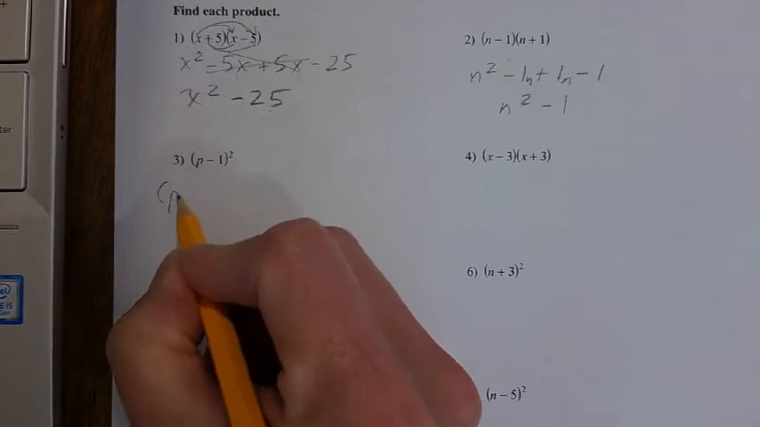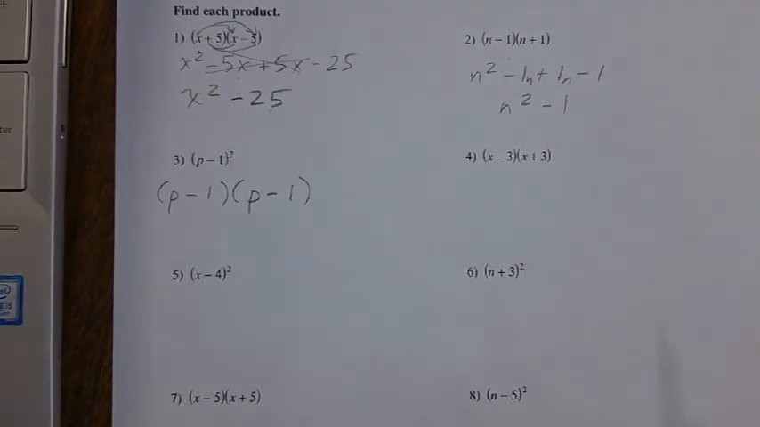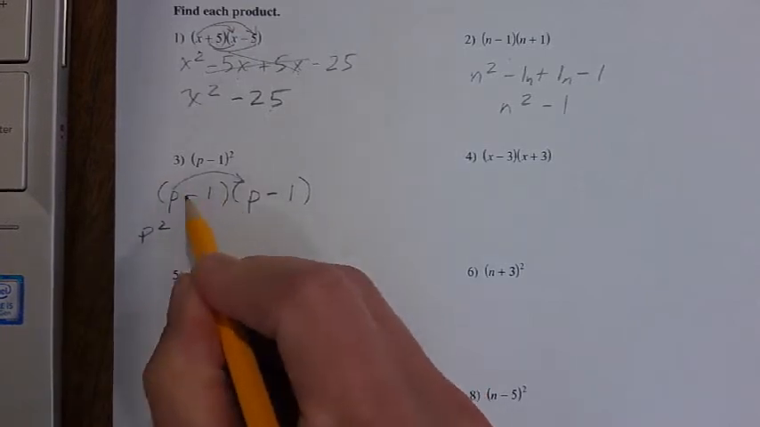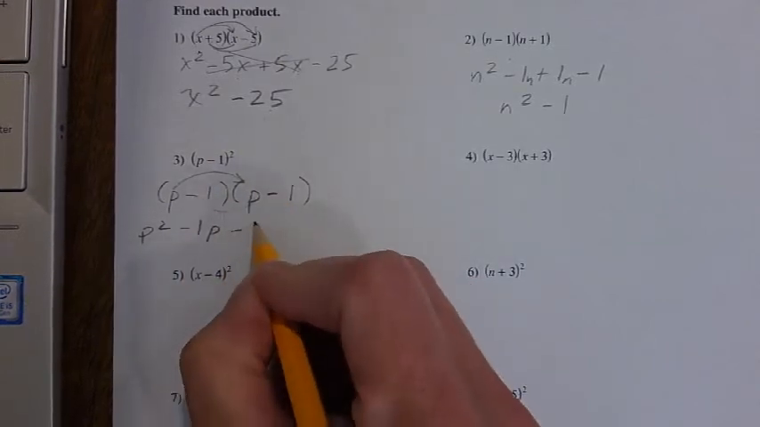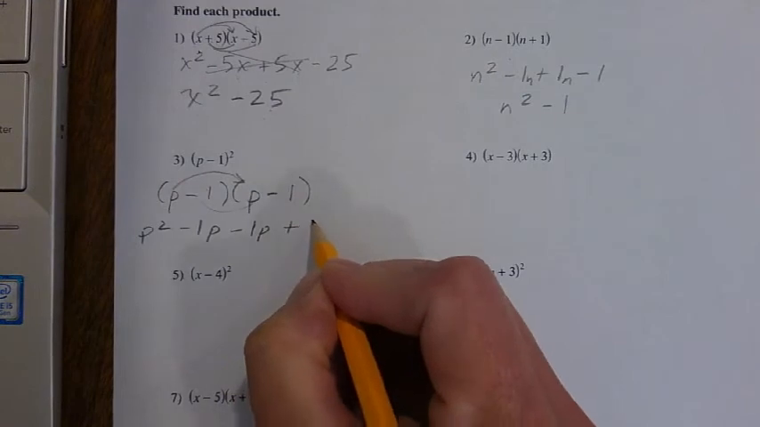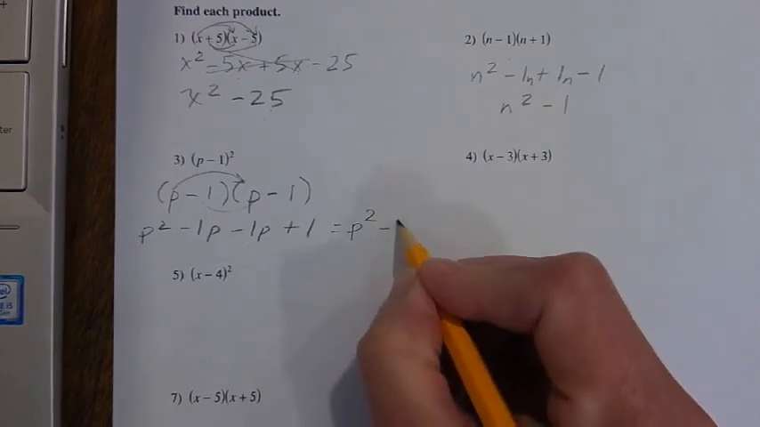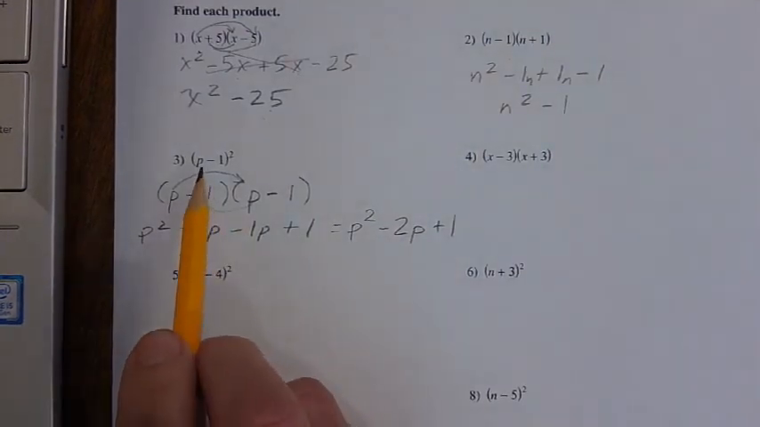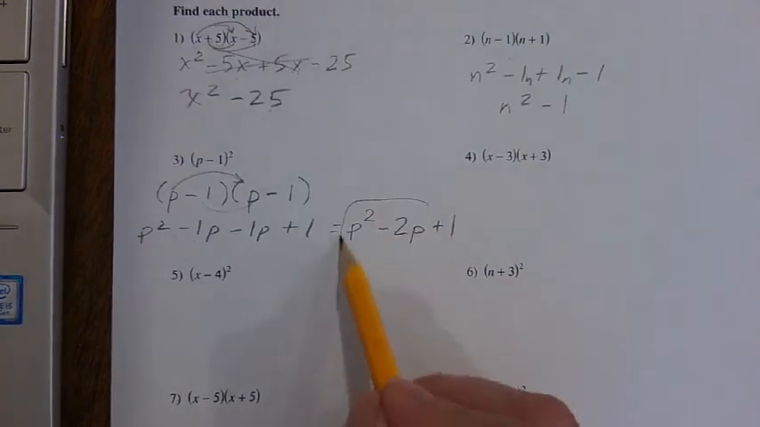Now we're going to take a look at this one and work it out. This one's going to be a little different. I wonder if you can predict what the answer is going to be. We FOIL: p times p is p squared, then outer negative 1p, inner negative 1p, and finally positive 1. When we combine like terms, we end up with p squared minus 2p plus 1. Whenever you see a case like this, where it's the square of a binomial with a negative number in there, you're going to end up with something like this.